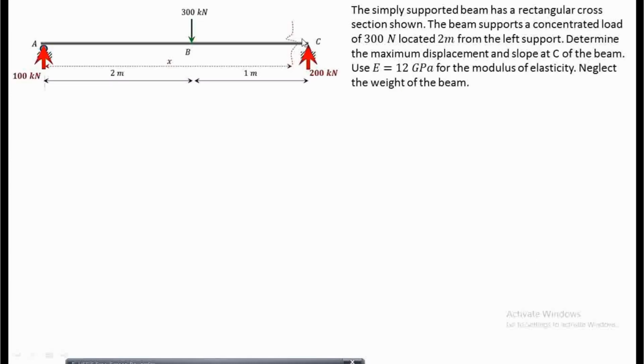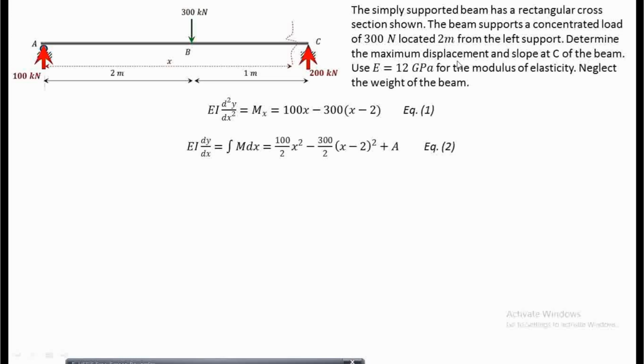Okay, going back to the problem, ang hinahanap natin dito yung maximum displacement at saka yung slope at point C. Nakuha na natin yung equations 1, 2, and 3. Next, I need to determine the value of my A and B. Kaya nang ginawa natin in the previous problem.